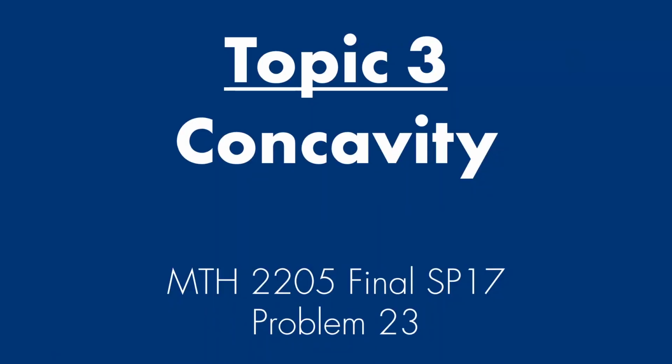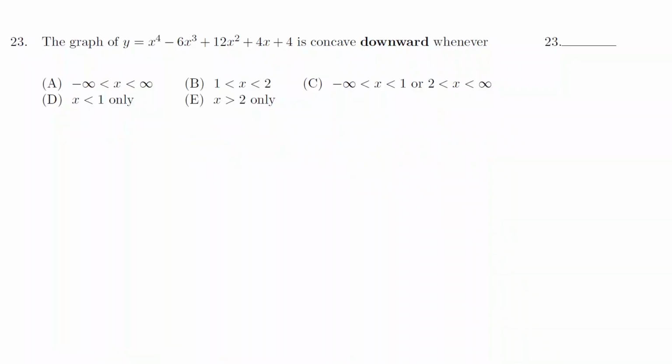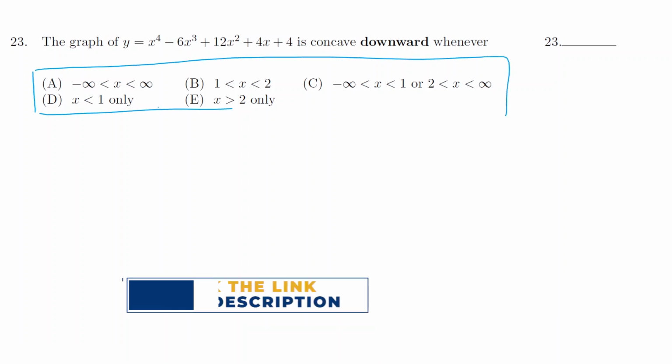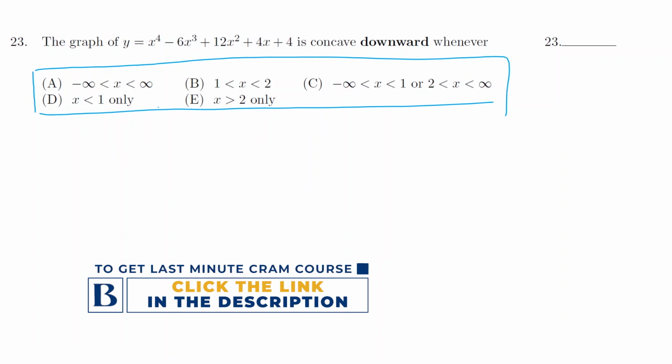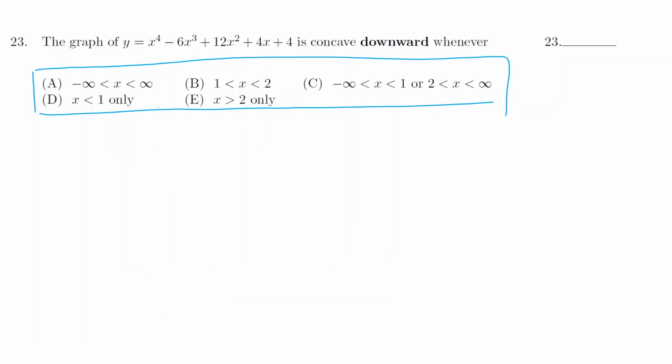The next topic is concavity. Here we're going to be looking at problem 23 from the final of SP17. So here we need to figure out where the graph of function y is concave downward, and we are presented with the regions. So you're looking at the options immediately, and you know that we have to give some kind of range. Concave downward means we have to deal with the second derivative. So let's do the first derivative first.